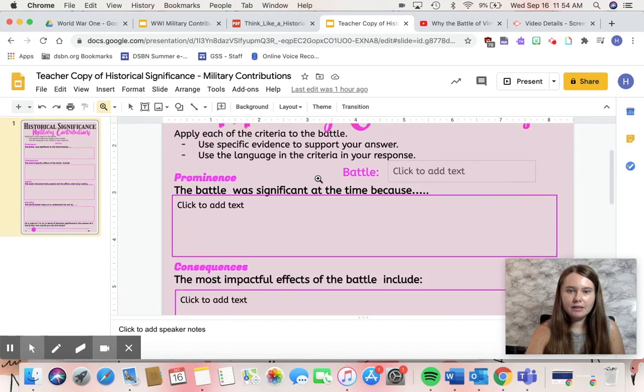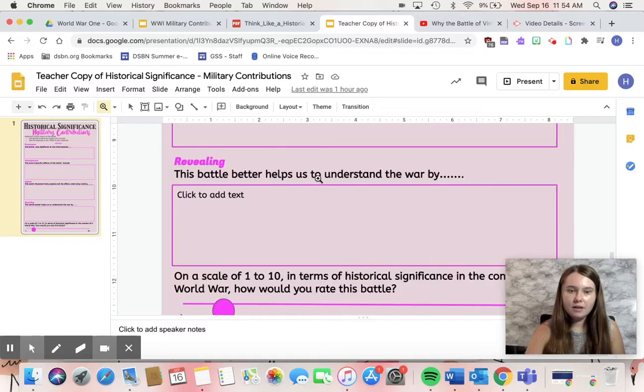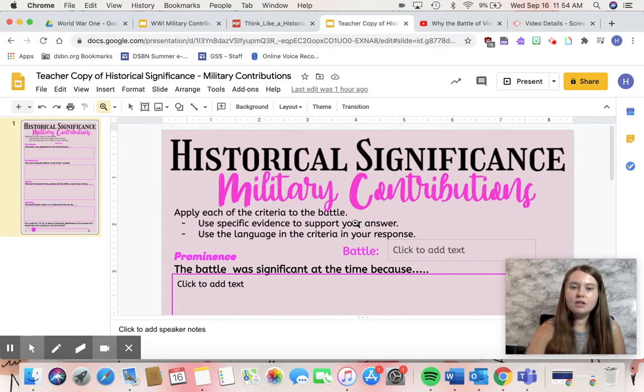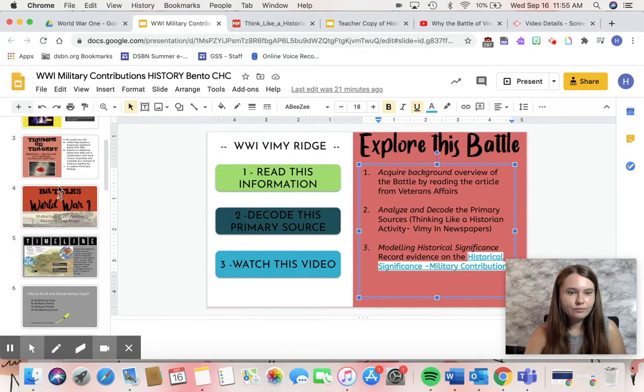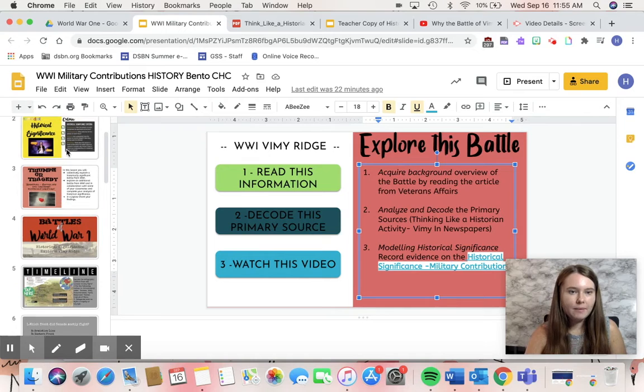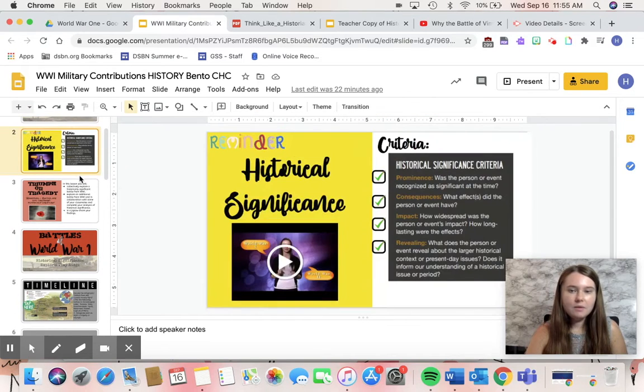So historical significance. Essentially, it says apply each of the criteria to the battle. Use specific evidence to support your answer. Use language in the criteria in your response. So let's go back up here. And this is a reminder of the historical significance.